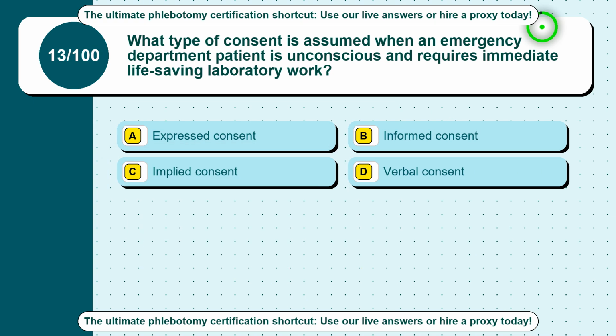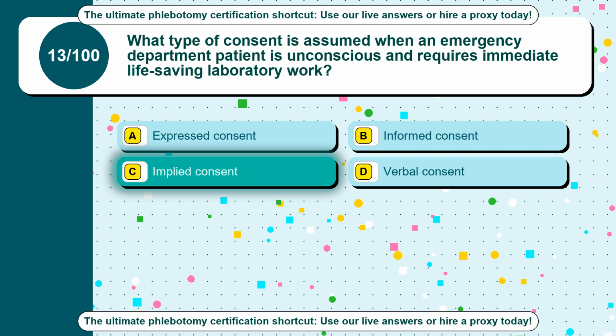Question 13. What type of consent is assumed when an emergency department patient is unconscious and requires immediate life-saving laboratory work? Option A. Expressed consent. Option B. Informed consent. Option C. Implied consent. Option D. Verbal consent. The correct answer is option C.